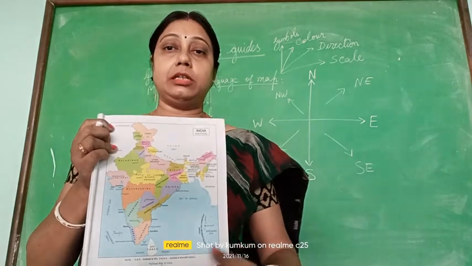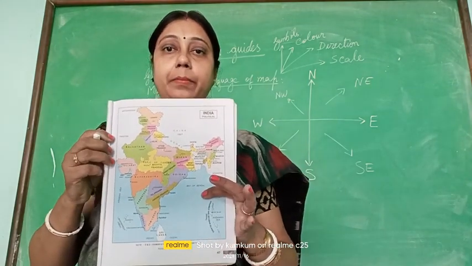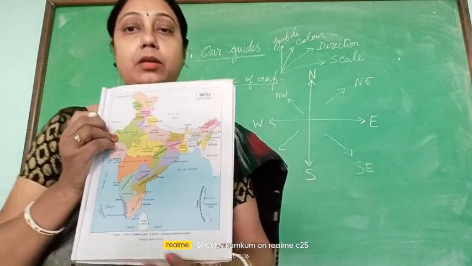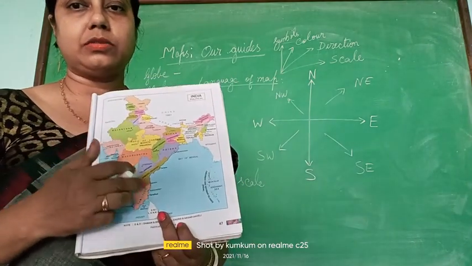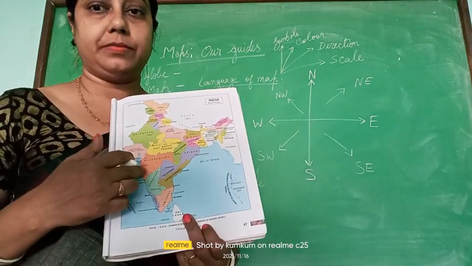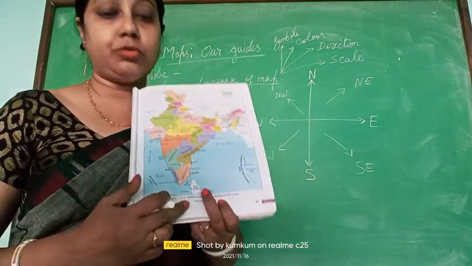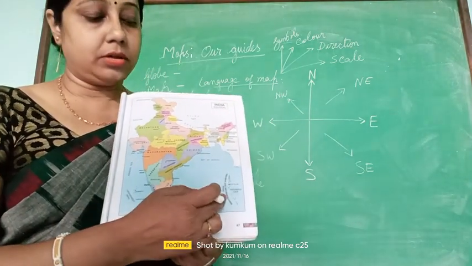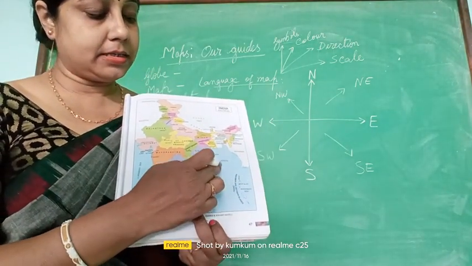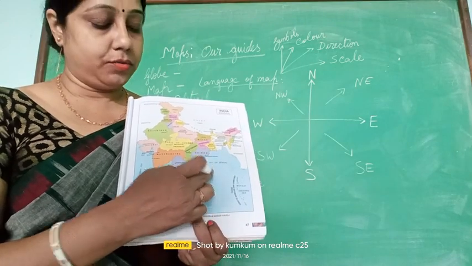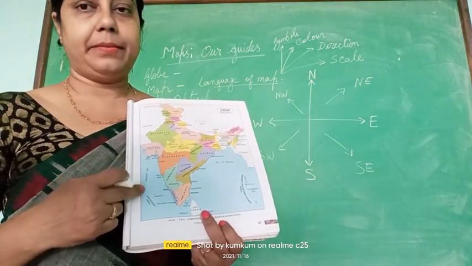It is a political map. Here also different colors show the different states of our country. Below it is the Indian Ocean. Towards your east is the Bay of Bengal. Towards the west is the Arabian Sea.